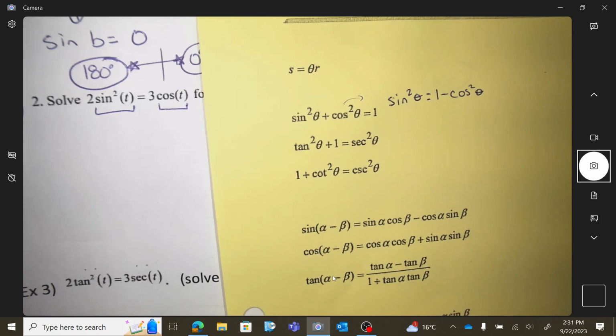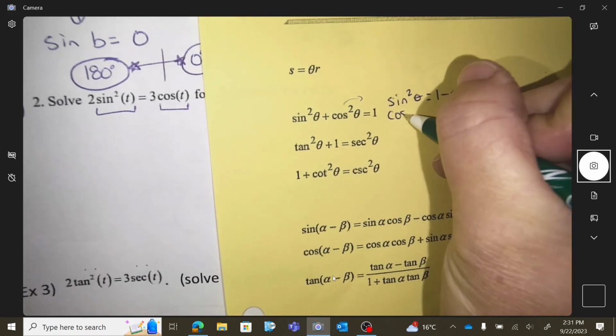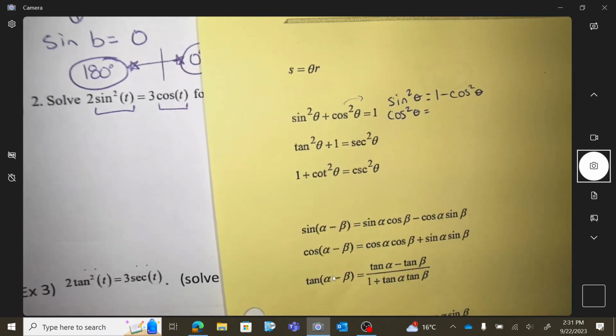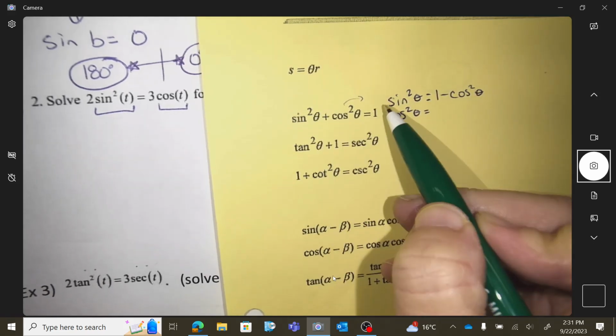Can you do the same with cos squared? So in this equation, if you could get cos squared alone, what would you do there? Now you would have to move the sine out.